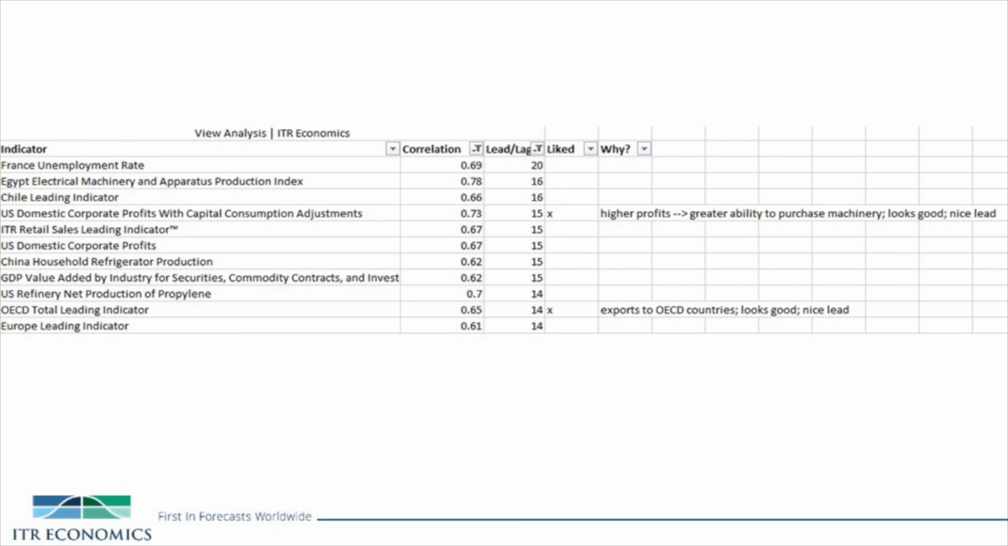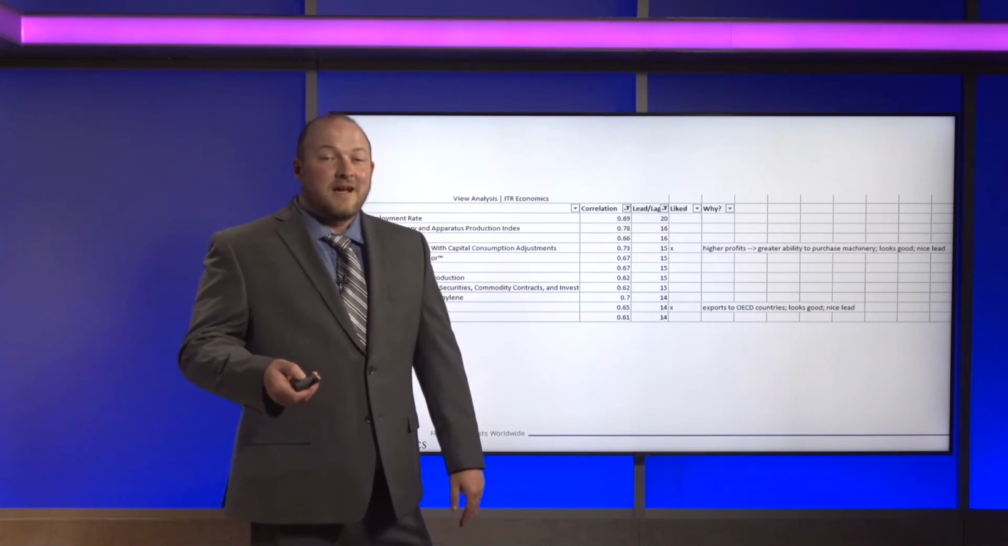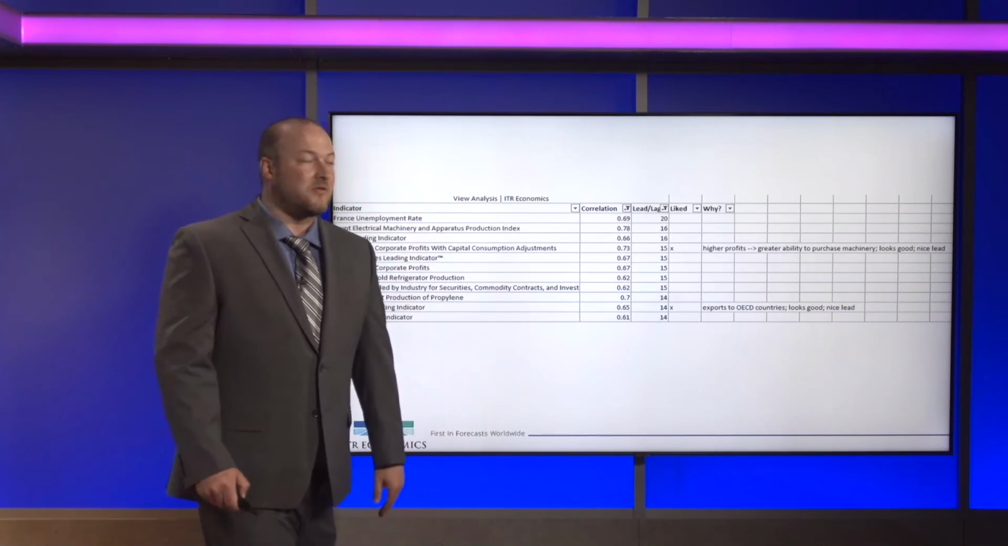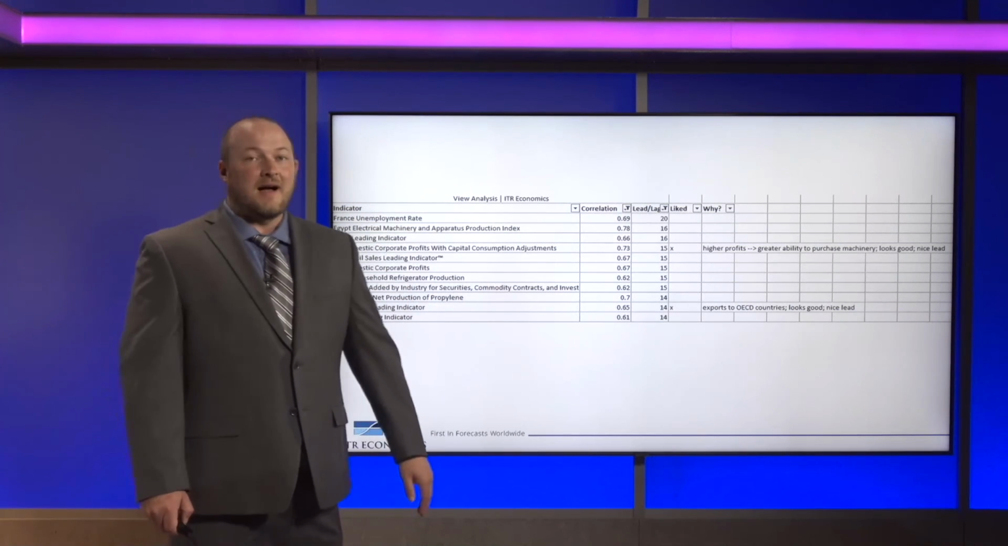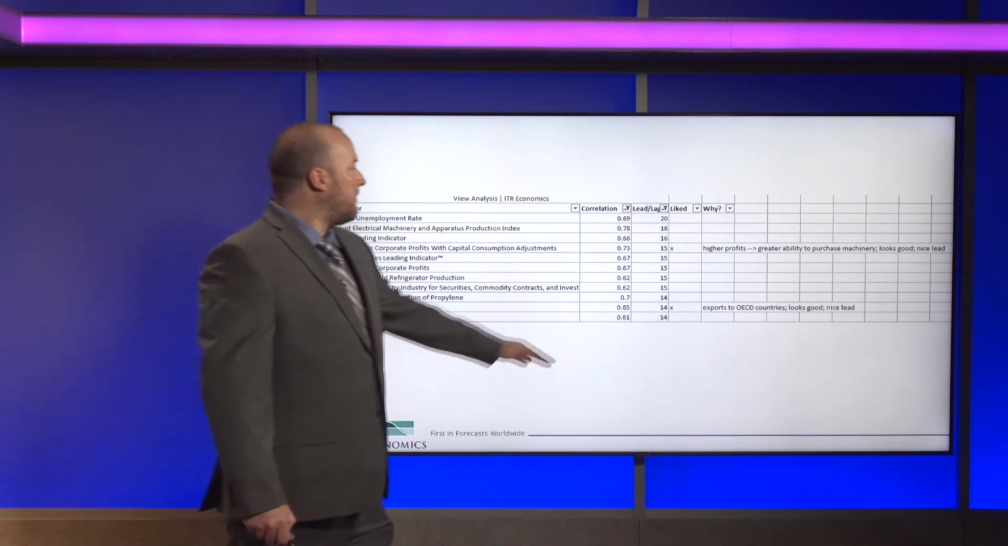Remember I mentioned that one early on. Hey, I like that leading indicator. Why do I like it? Higher profits, greater ability to purchase machinery. I look at the chart maybe in DataCast. Maybe I have DataCast up on my other screen. Maybe it has a good lead time and it looks nice as a predictor of those business cycle peaks and troughs. I'm going to mark it.